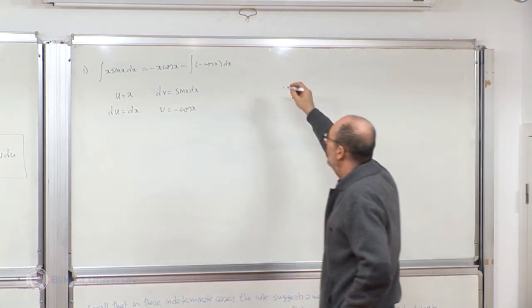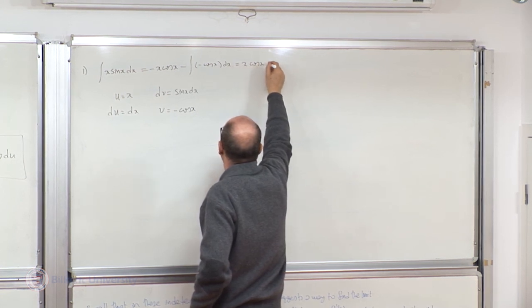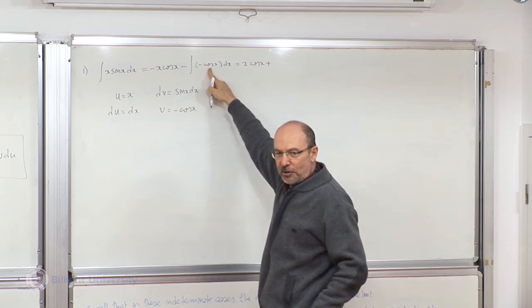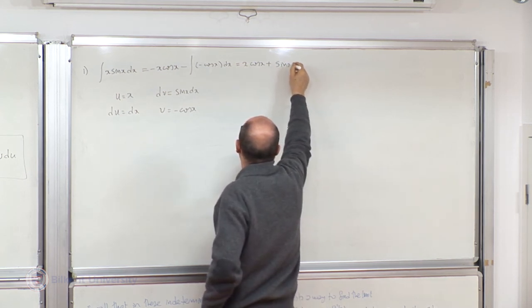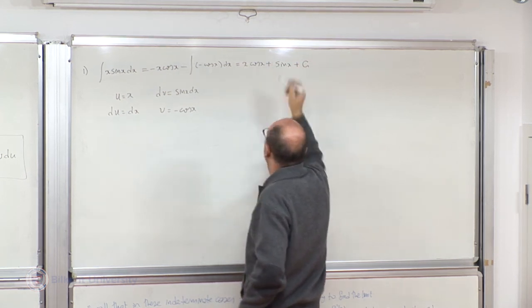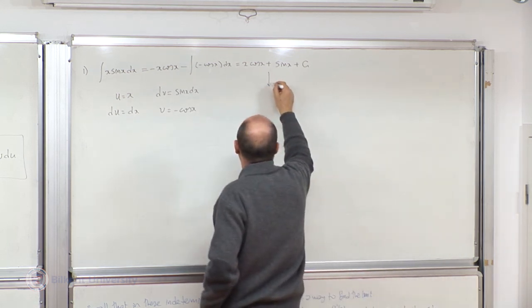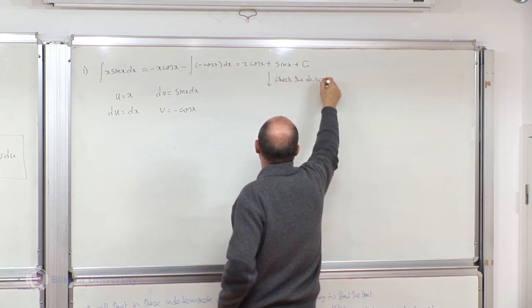Okay, so let's do this now. This is x cosine x plus the integral of cosine x. What is the integral of cosine x? Sine x, right? If you take the derivative of sine, you get cosine x, so sine x plus a constant, and you put this. Okay, let us check now, check the derivative.